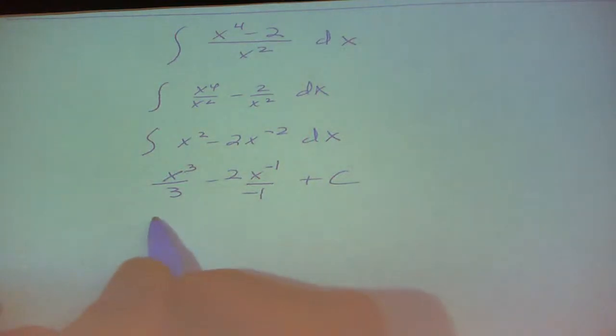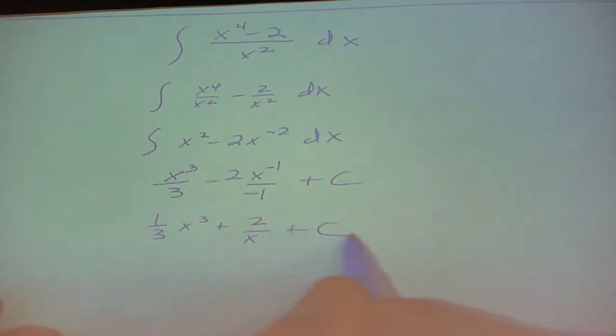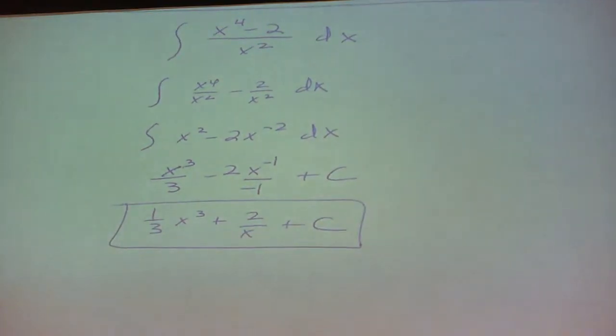And I would rewrite it as 1/3 x to the third, negative 2 divided by negative 1 is positive 2 over x, plus c. Again, just like with derivatives, rewrite it first, then take the derivative. Just like integrals, rewrite it first, then take the integral. Question? X to the 3 over 3 is the same thing as 1/3 x to the third. There's a 1 up here, so 1/3. If you left it like that, that's fine. Okay?